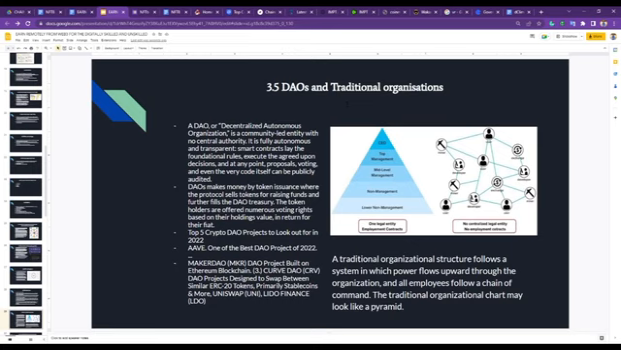A DAO makes money by token issuance, where the protocol sells tokens. They make money by selling their tokens to raise funds. So if you want to access power in DAOs, you have to buy tokens. That helps them raise funds and grow the DAO treasury. The token holders are offered numerous voting rights here, based on their holdings, in return for their fiat.